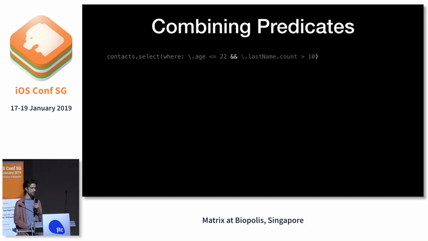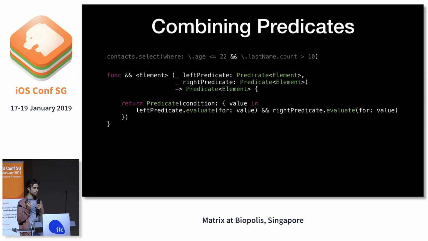The next step is we want to be able to combine predicates using logical operators, things like AND or OR, because we want to build complex queries. The idea is the same as before. We are just going to provide an overload for the AND operator. This time it's going to take two arguments, so both its left-hand side and its right-hand side are predicates, and it's also going to return a predicate. Inside, we just instantiate a new predicate, and we evaluate the left predicate, the right predicate, and we do a logical AND between both results. And this way we are now able to combine predicates.